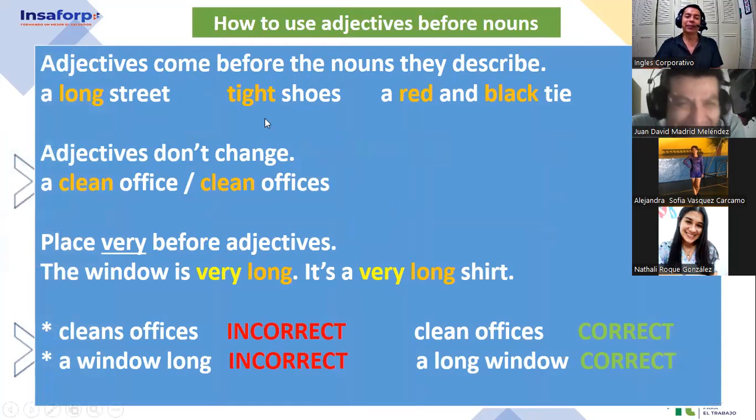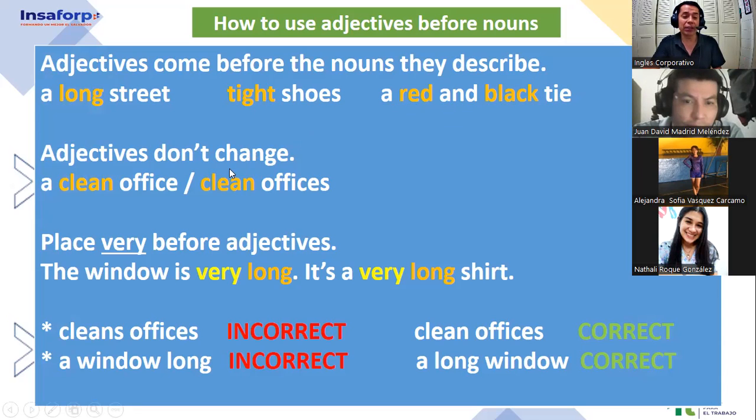Ok. Good, listen. Adjectives come before the nouns they describe. For example, a long street. Long is the adjective, you know? Long is... Larga. Larga, yes, long. High shoes, zapatos apretados, right? High shoes. And then look, a red and black tie. So we have two adjectives. We can say a red, nice, big and black tie, you know? So we can have a lot of that. Good. All of them go before the noun, right?